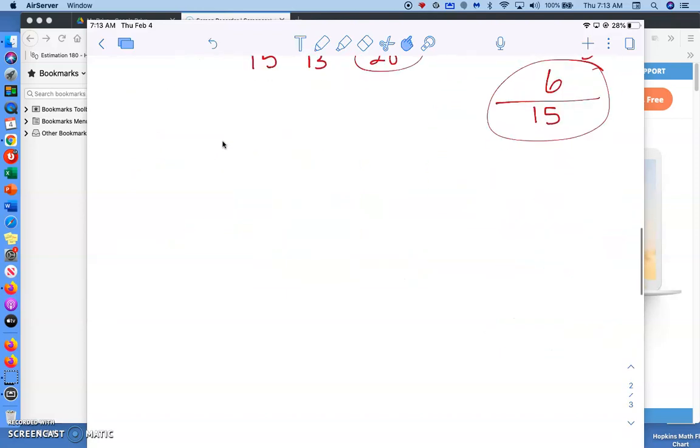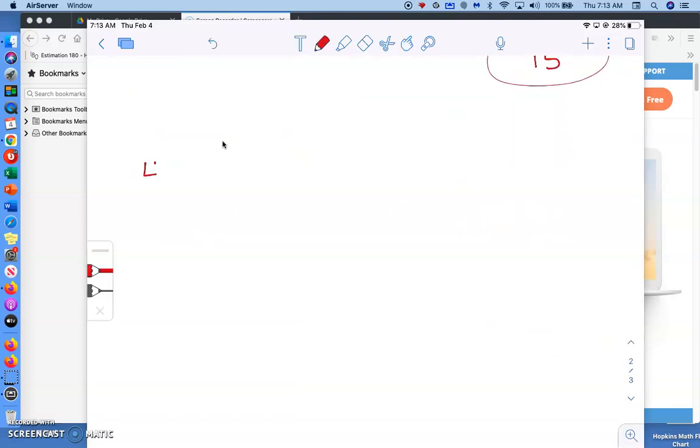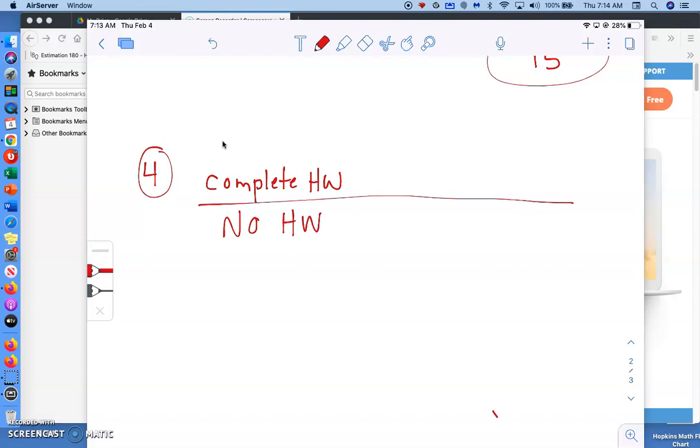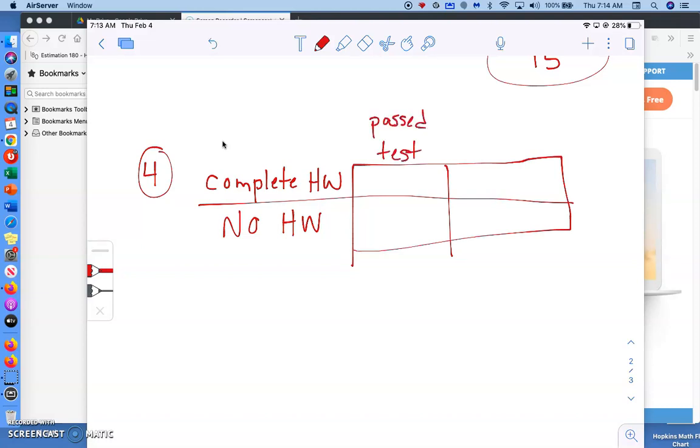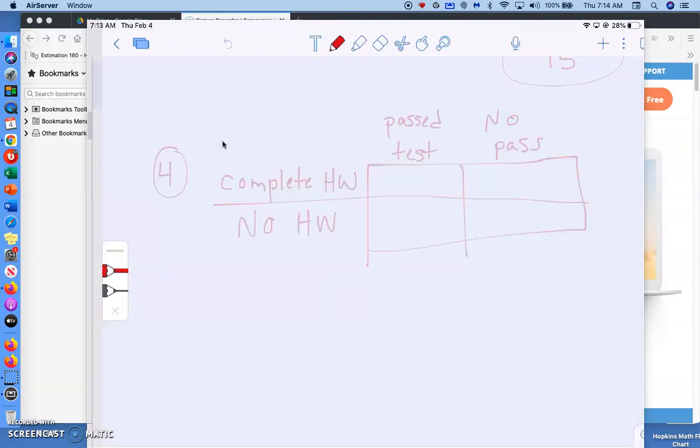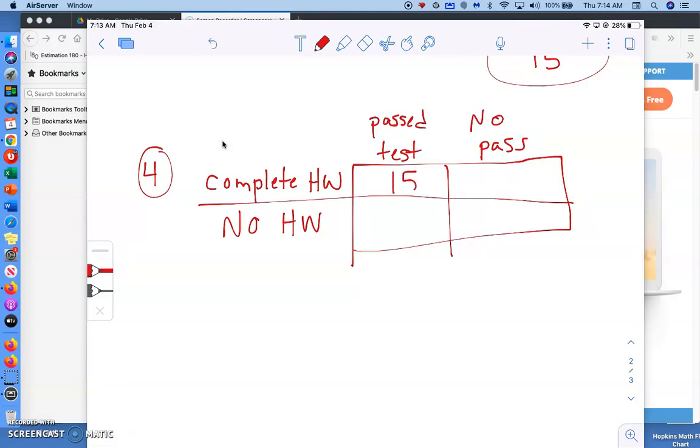So let's take a look at one more of these tables and see if we can figure out all these conditional statements. So we're going to say that you completed homework or no homework completed. And then on our other side, we're going to say that you passed the test or no pass. So let's say our numbers here are 15, 7, 2, and 3.